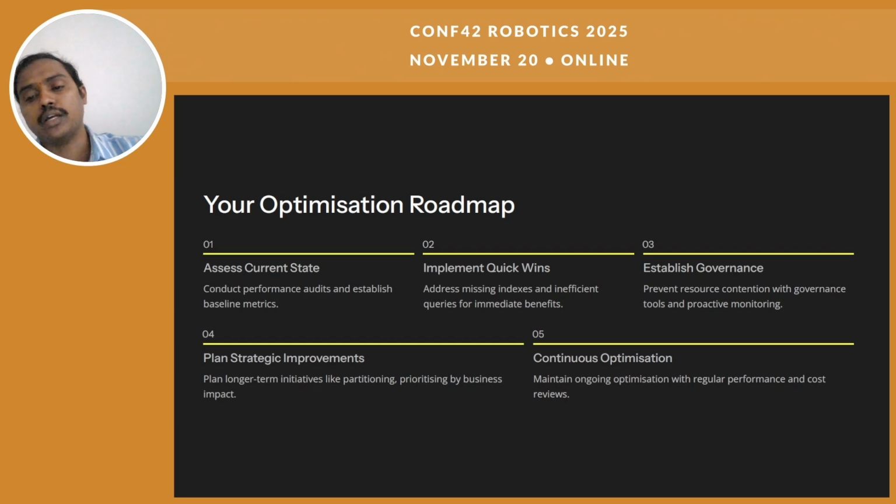Now we'll see the roadmap. Start by assessing your current performance, identify improvements and quick wins, establish governance, and plan strategic improvements. Remember, optimization is a continuous process. We cannot stop in a day. It should continue as data grows or infrastructure grows.